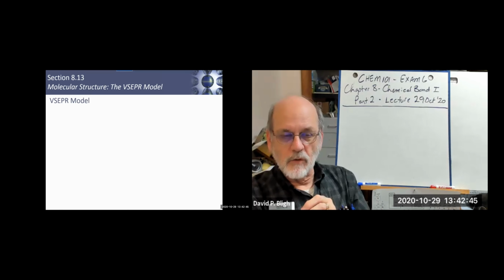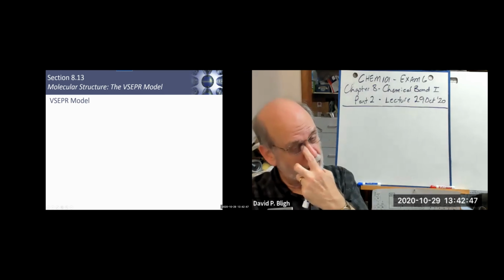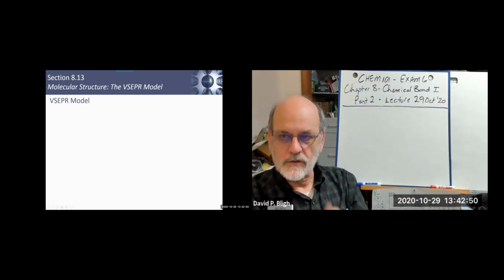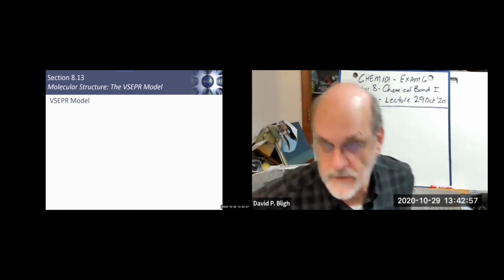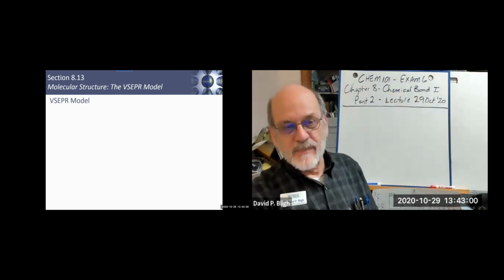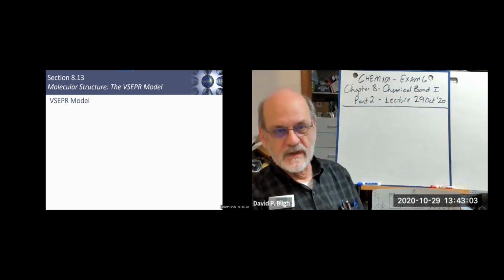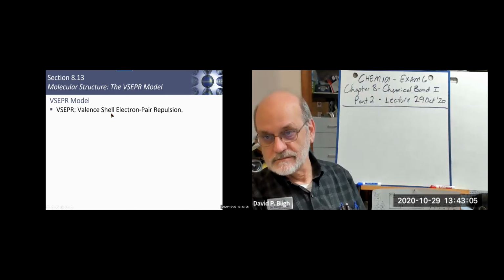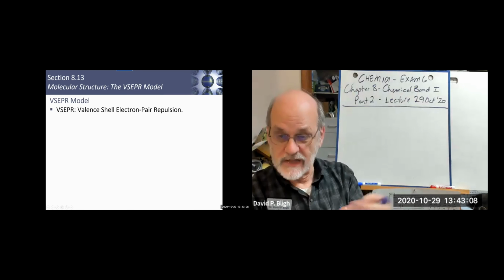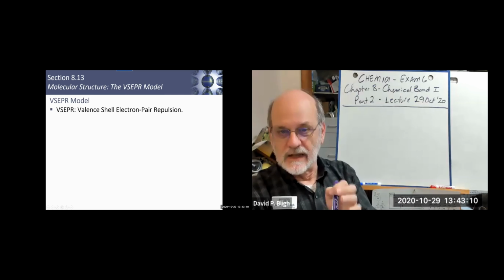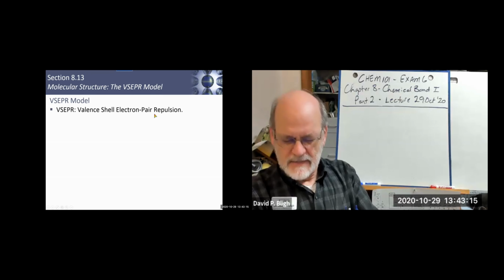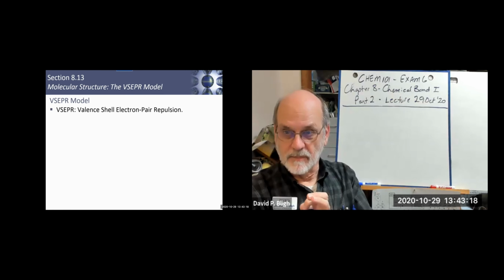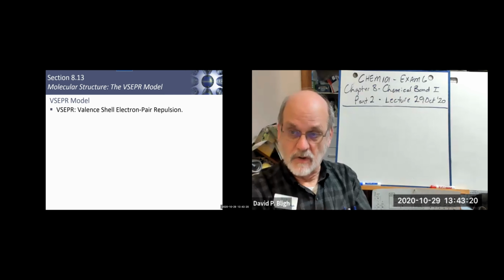It runs parallel with the localized electron model and uses Lewis dot structures to determine the geometry of the molecule. And it's really pretty good at predicting geometries. The VSEPR model, what does that stand for? Valence shell. In other words, those electrons in the valence shell, electron pairs, and they repel one another. Even if the electrons are in a bond, we say that they repel one another. Bonds repel.